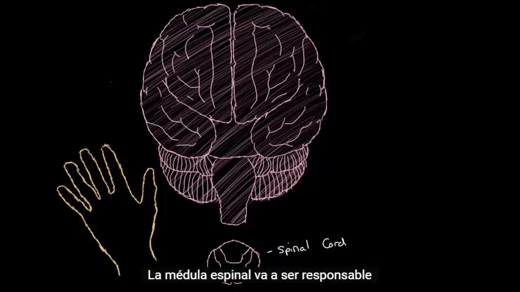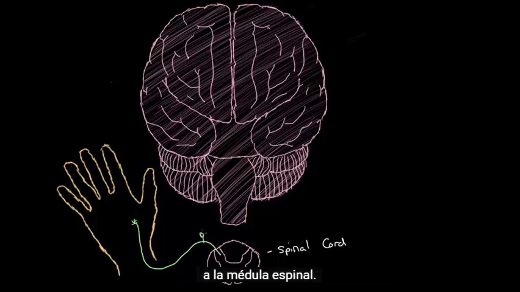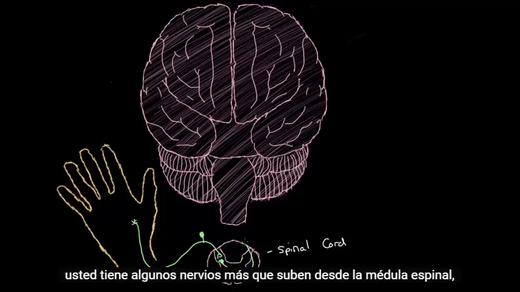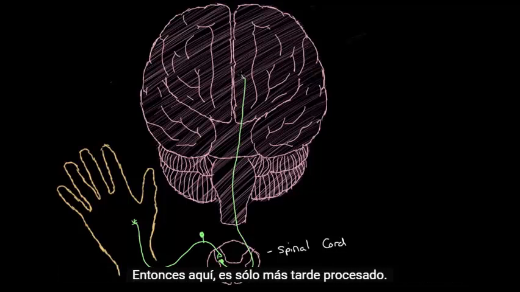The spinal cord is responsible for connecting the brain with the rest of the body. It transmits information about both touch and motor control between the brain and the rest of the body. So let's say you have some kind of nerve fiber ending over here, right? This nerve fiber ending is going to transmit the information about touch to the spinal cord. And then from the spinal cord, that information is taken up to the brain. So maybe you have some more nerves that go up from the spinal cord and into the brain, right? And here it's later processed.